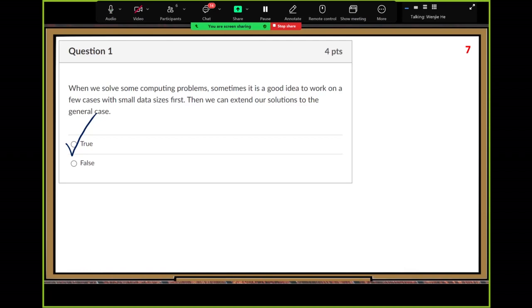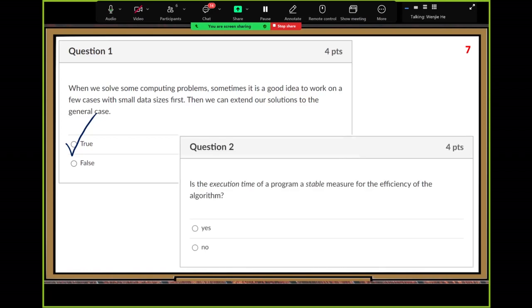Here we do not say this strategy can help us solve all the problems. For some of the problems, it works effectively. But for other hard problems, we have to use different strategies. All right, so that's the first question.